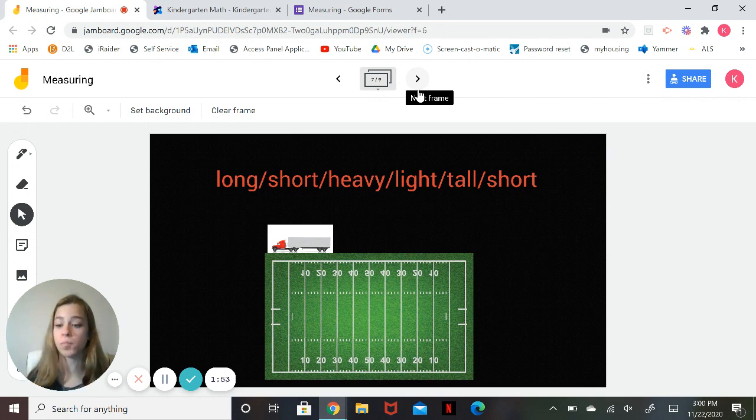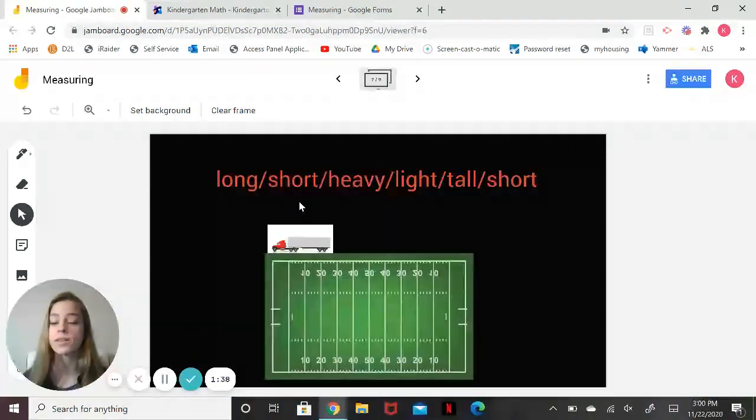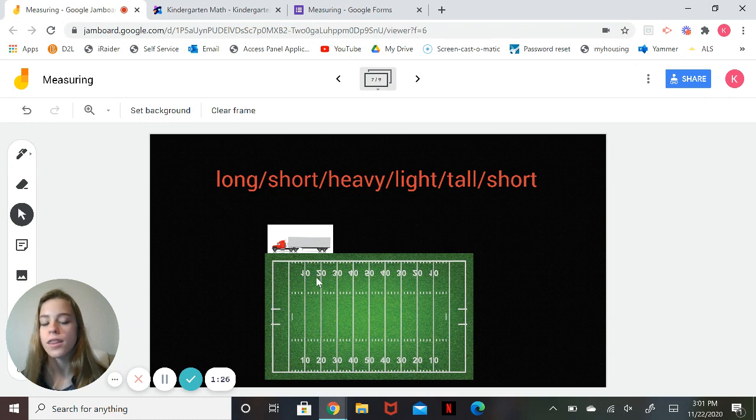And then we have a football field, and we know football fields are very long, end zone to end zone, but we also know that semis are really long, right? But comparatively speaking, a semi is actually shorter than a football field. And a football field is very long. So we're going to use the horizontal measures of long and short to compare the football field and the semi-truck. A semi-truck is shorter than a football field, and a football field is longer than a semi.